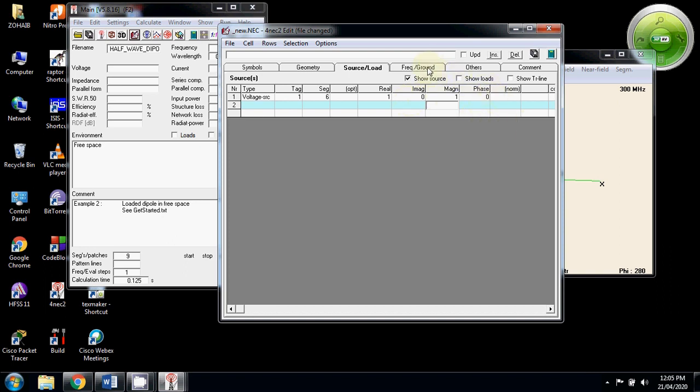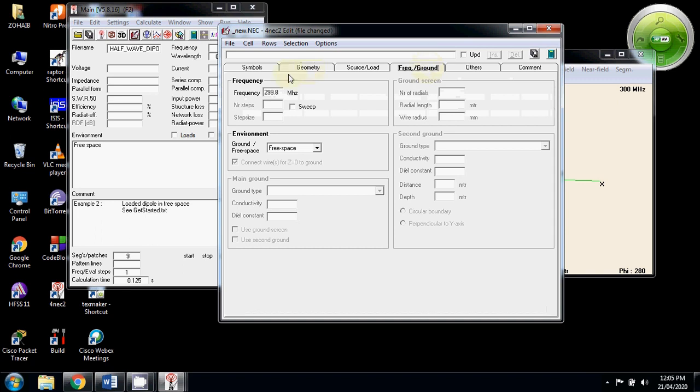Now moving ahead to the frequency and ground tab. This tab will automatically have 300 megahertz. It might have some other value, but you need to make it 300 megahertz because we have calculated everything for 300 megahertz. And then we need to save this.